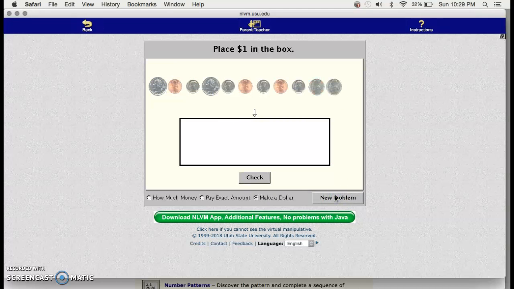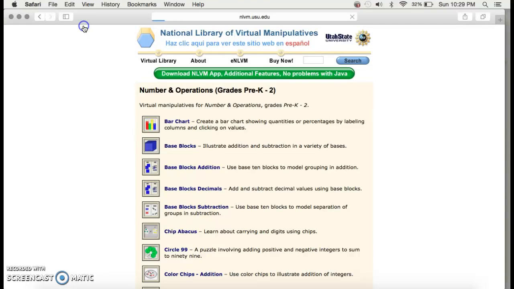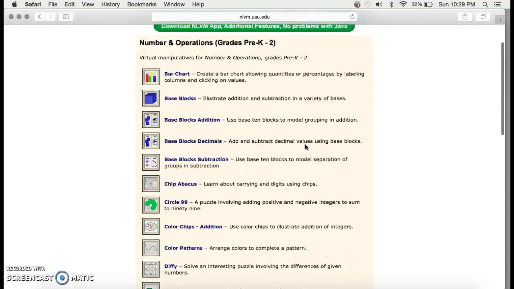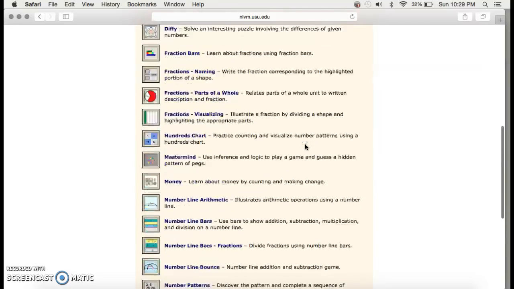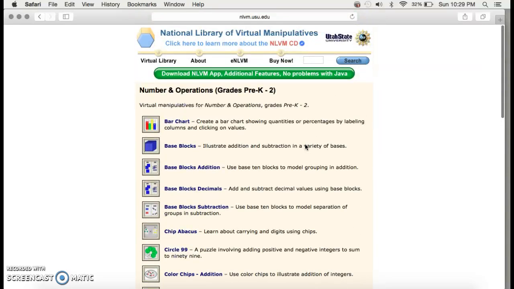So this will be very useful when it comes to money at a center because it's very self-driven and they can always check it. So I'm very excited to use these manipulatives in my classroom, but I'm also excited to explore things outside numbers and operations, like the measurement, because that is a very big thing in 2nd grade.